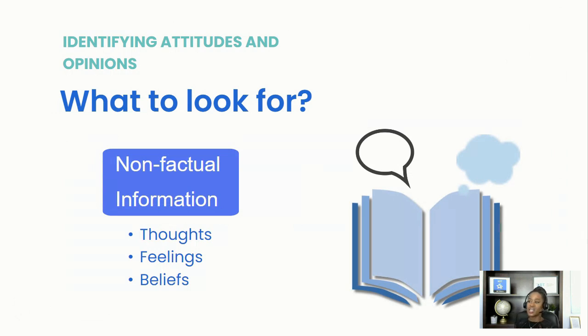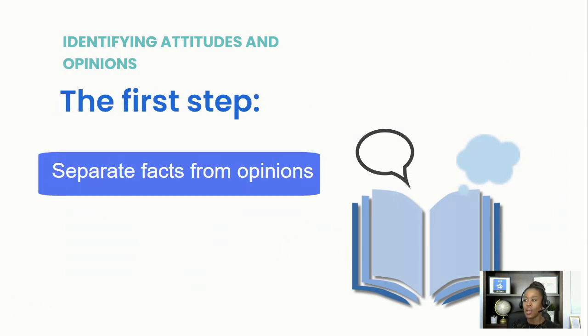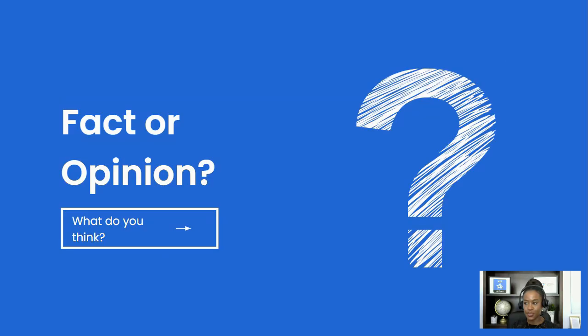So, what we're going to start with, first of all, is how we're going to start identifying attitudes and opinions. So, here's a tip for you. Try to identify when non factual information is being presented. So we're going to need to separate fact from opinion. Opinions, non factual information, can revolve around things like thoughts, feelings, beliefs. So, step number one, separate facts from opinions.